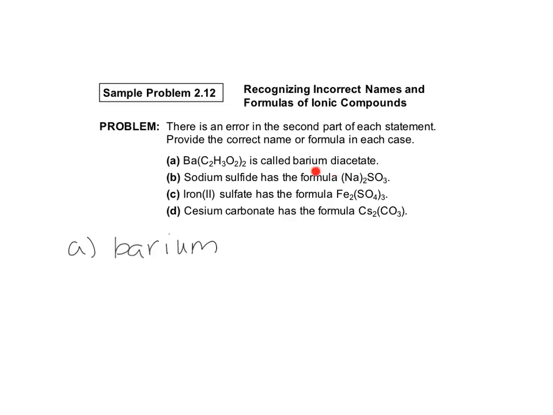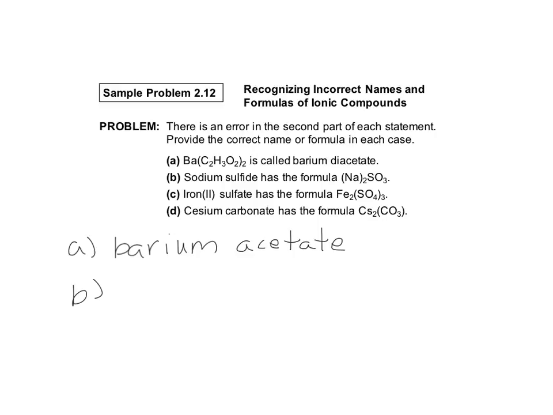What's incorrect must be this second part, this diacetate, and it is, right? This does not get the prefix di in this particular example. This is just barium acetate. So let's write that down. Now we've got the correct part.